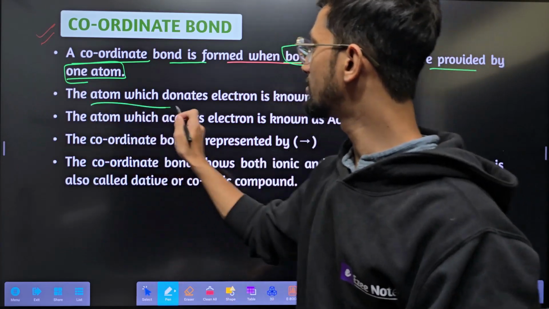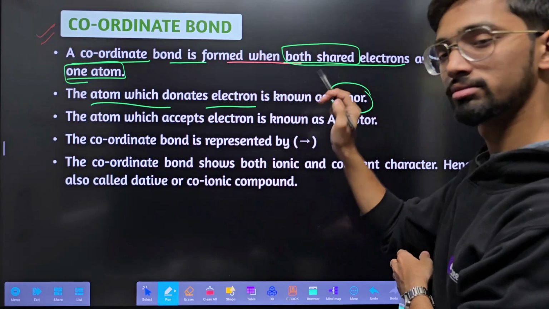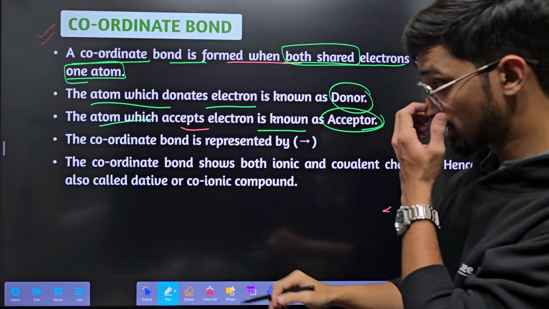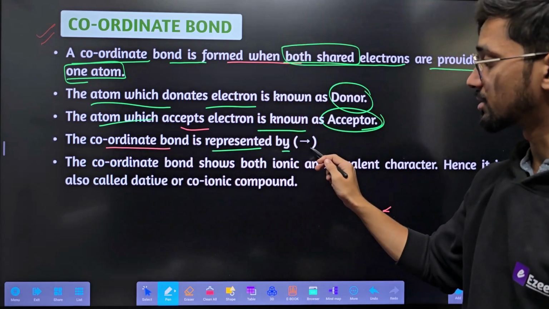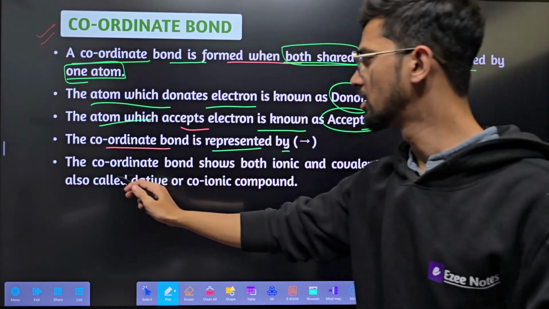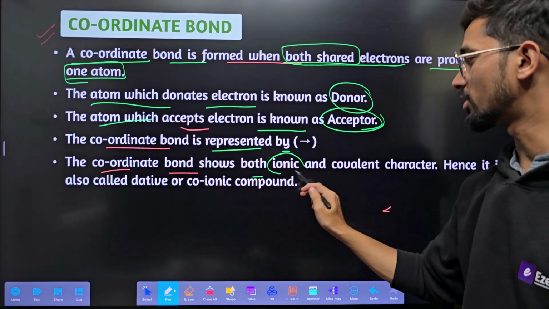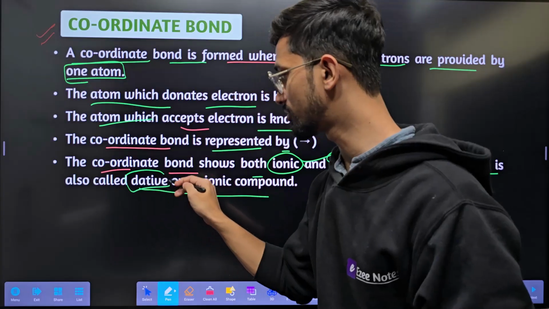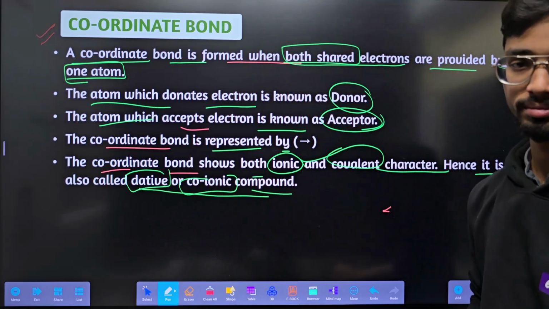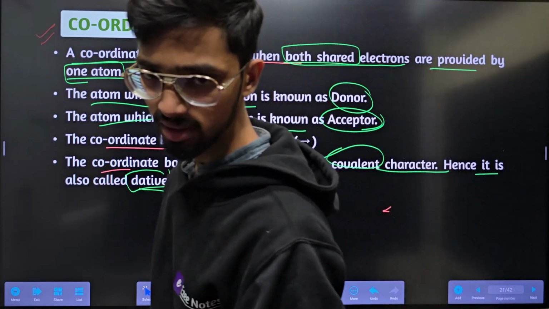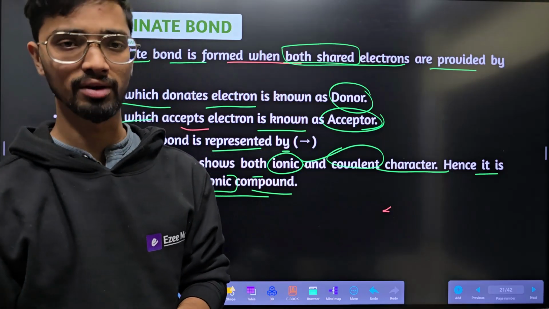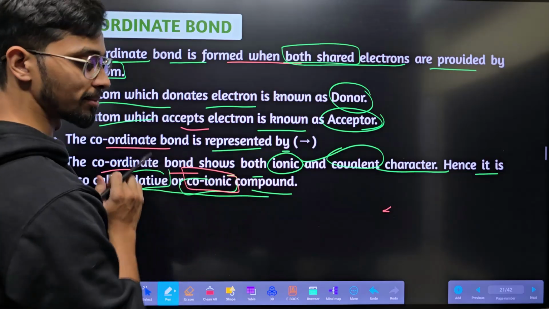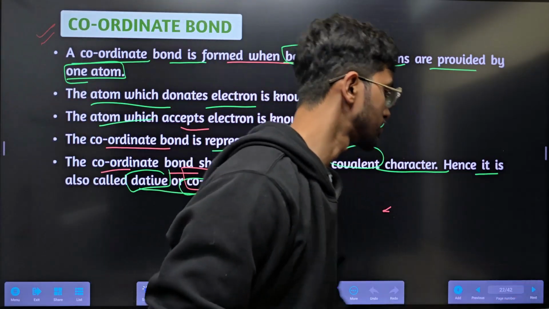The atom which donates the electron is called donor. The atom which accepts the electron is called acceptor. The coordinate bond is represented by an arrow. The coordinate bond shows both ionic and covalent character. Hence, it is also called a dative or co-ionic compound. It shows both the characters, half ionic, half covalent, we can say.